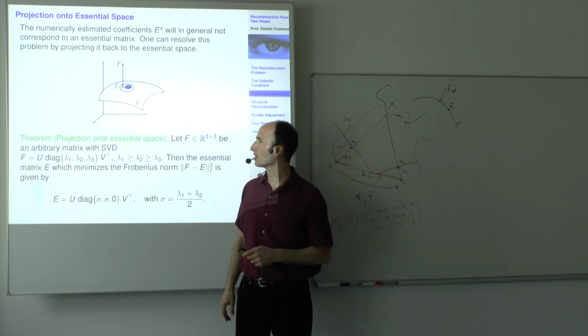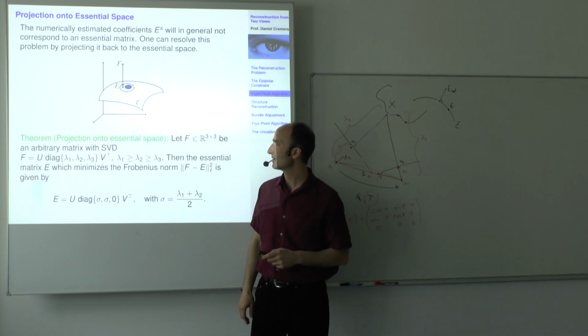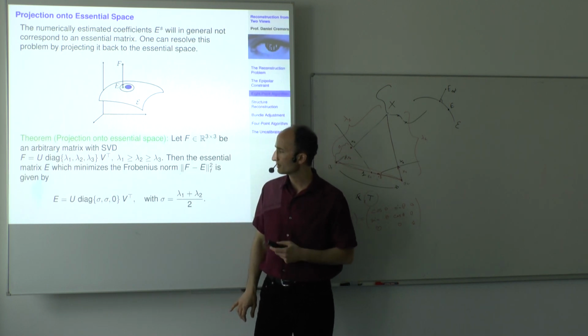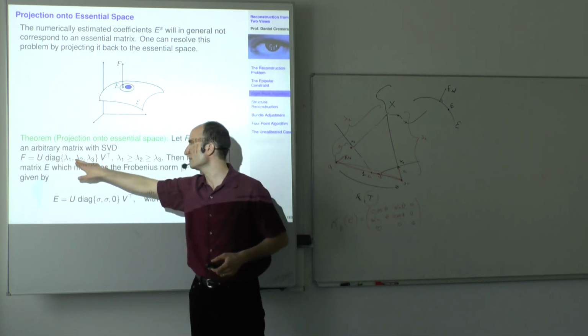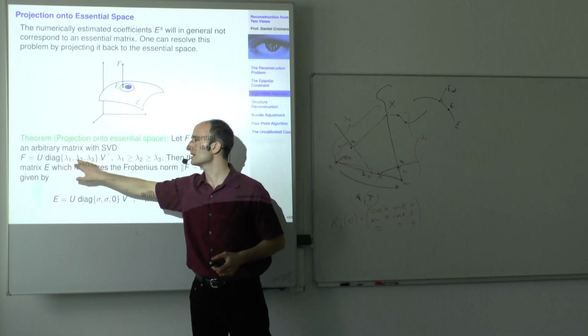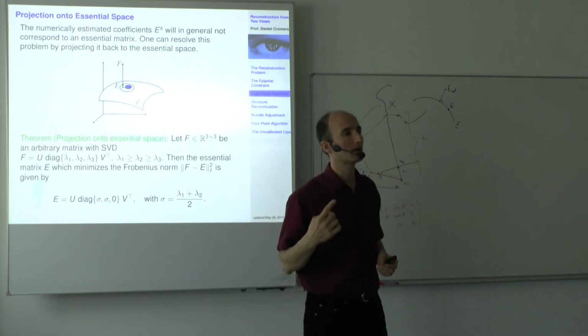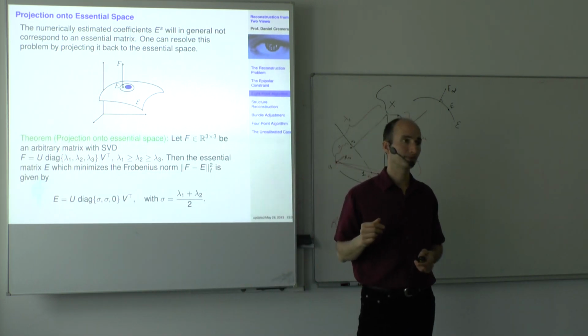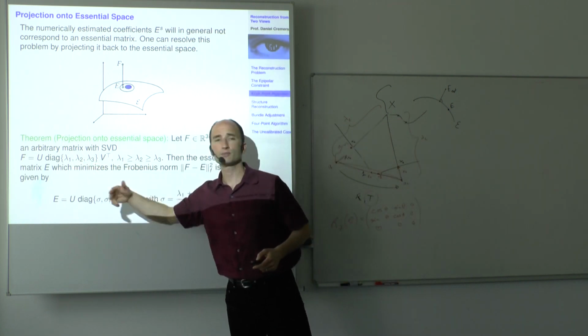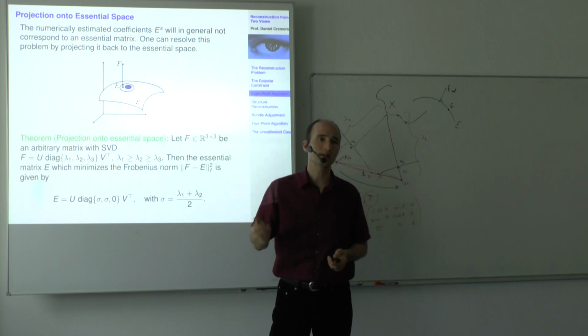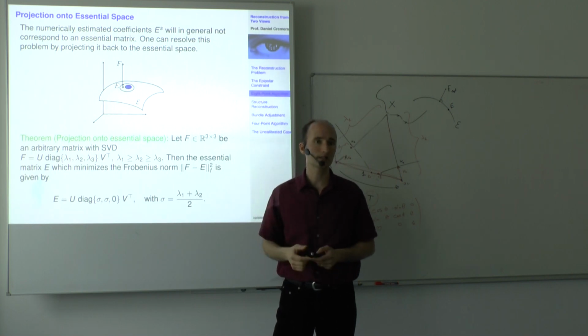meaning this is then called the normalized essential space, and the projection onto the normalized essential space amounts to taking the singular value decomposition and replacing the 3 singular values by 1, 1, and 0. The last one must be 0. The 2 larger ones must be equal. Since we can define the scale as we like, we can just set it to 1.